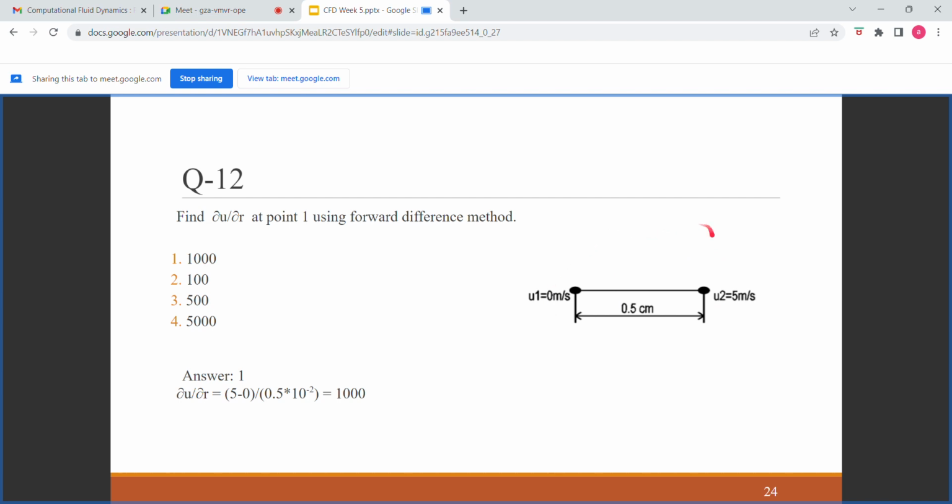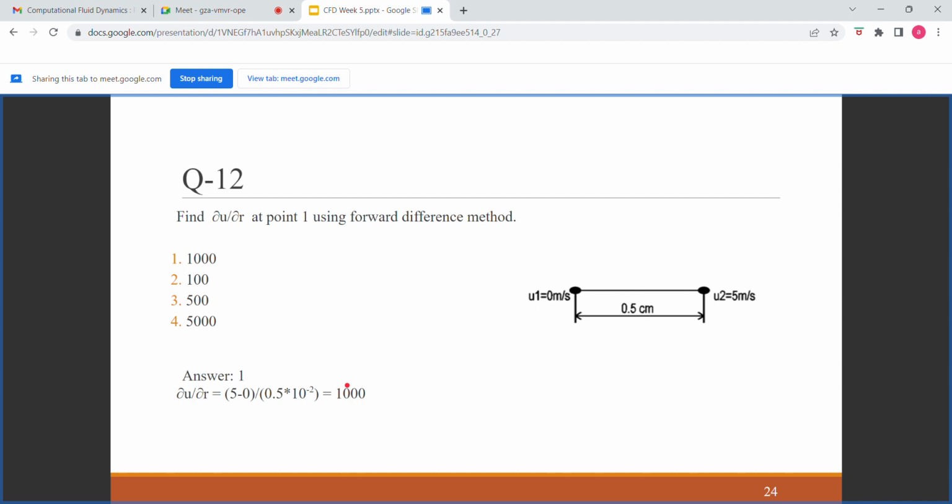So ∂u/∂x is u of x plus delta x minus u of x, that is 5 minus 0, divided by delta x, that is 0.5. 5 minus 0 by 0.5. 0.5 is in centimeter, so we are converting it into meter. So it is 1000.